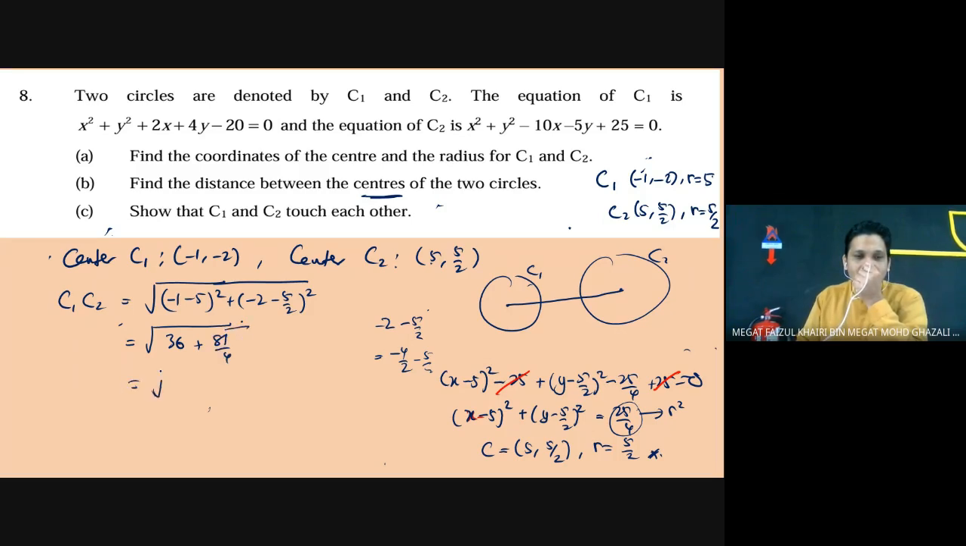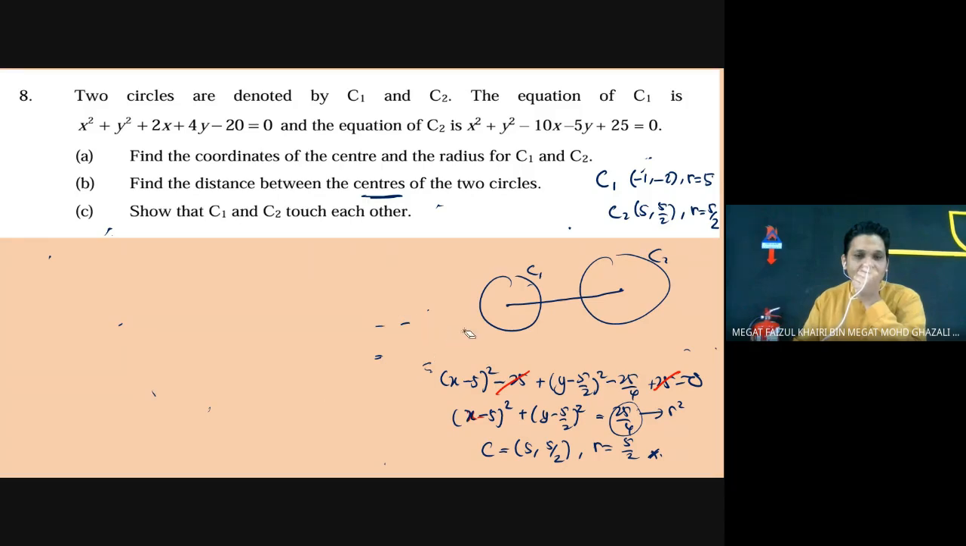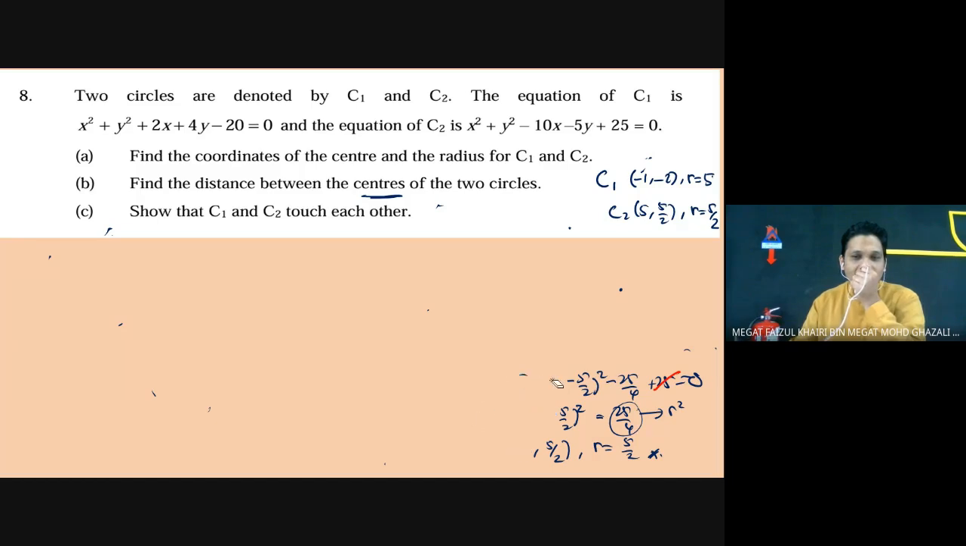Okay, so I think that you may just use a calculator and find out what is the distance of this. Show that C1 and C2 touch each other. So C1 and C2 touch each other. In this case, I'm going to use the elimination between these two equations of circles and then use the b squared minus 4ac.